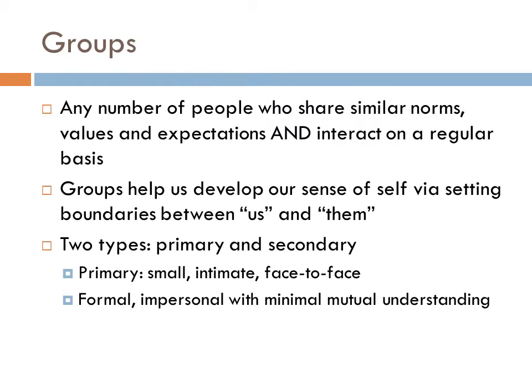Okay, so let's move on to groups. A group refers to any number of people with similar norms, values, and expectations who interact on a regular basis. There are two types of groups, primary and secondary. Primary groups provide small, intimate, face-to-face association and tend to have a high level of cooperation and understanding. Secondary groups, on the other hand, are formal, impersonal groups with little social intimacy and mutual understanding. So you're actually in a secondary group right here in this class.